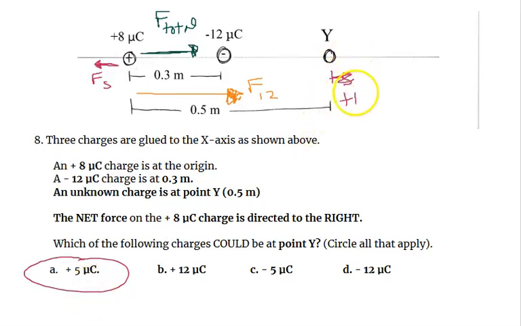Okay, what about if we put a positive 12 there? You might think, oh, that's not going to work because these have the same sign. But because this negative 12 is closer, it's going to pull on the positive 8 stronger than this one is. So this force of repulsion is going to be bigger because it went from 5 to 12. But it's still going to be less because this 12 is farther away than that 12. So it can't pull as hard because it's farther away. Right? So we're still going to have a net force to the right.